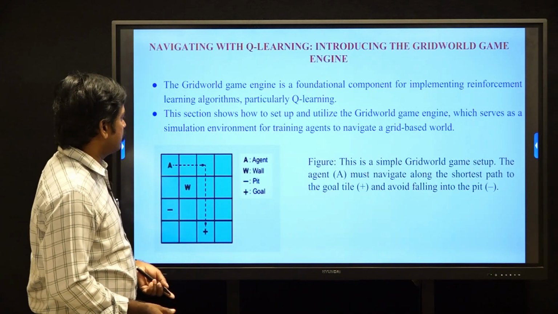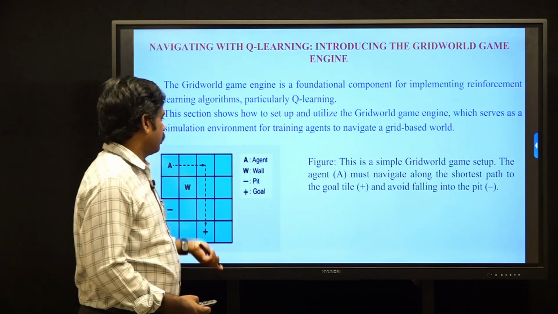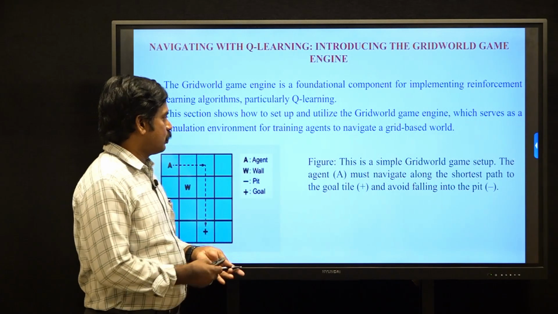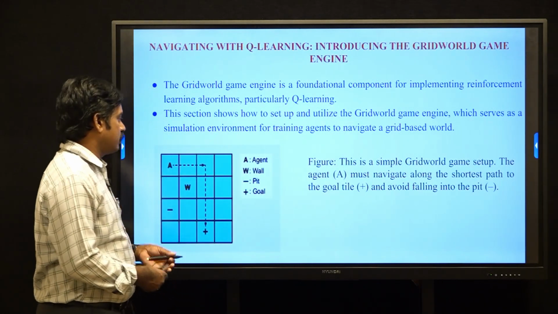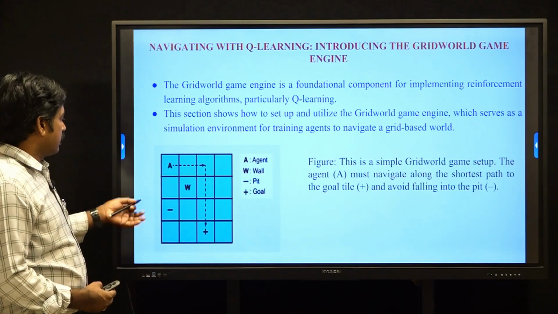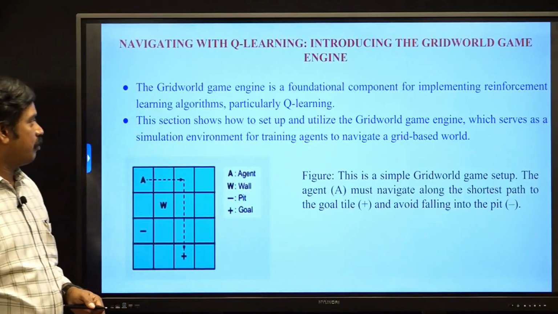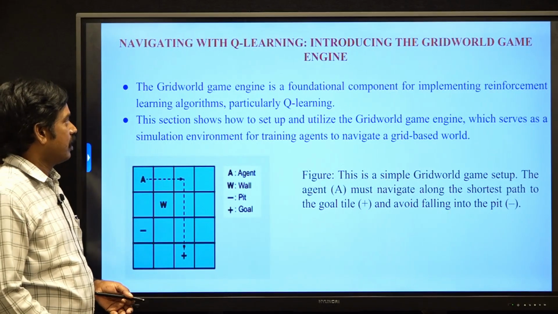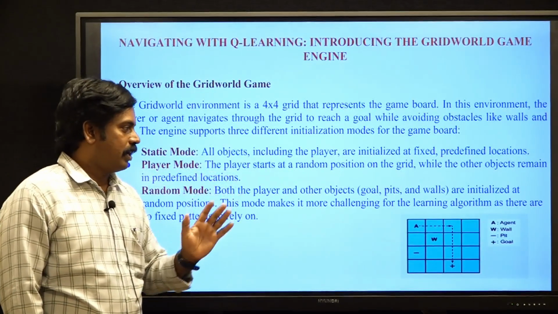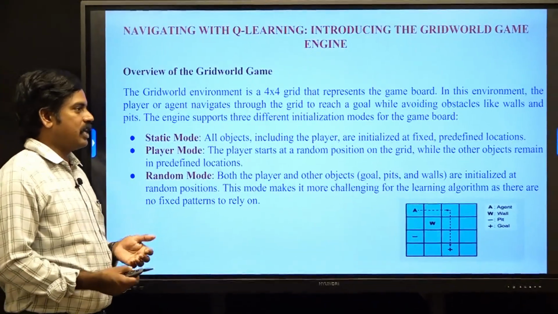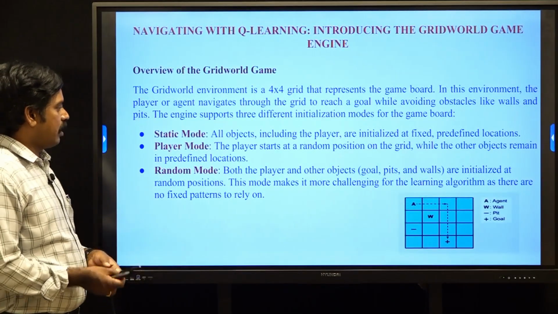These are the objects. The aim of the agent or the player is to navigate these grids to reach the goal without touching either the pit or the walls. That is the aim of the agent or player in this Gridworld game. The Gridworld game engine provides a platform to understand reinforcement learning concepts in this environment.